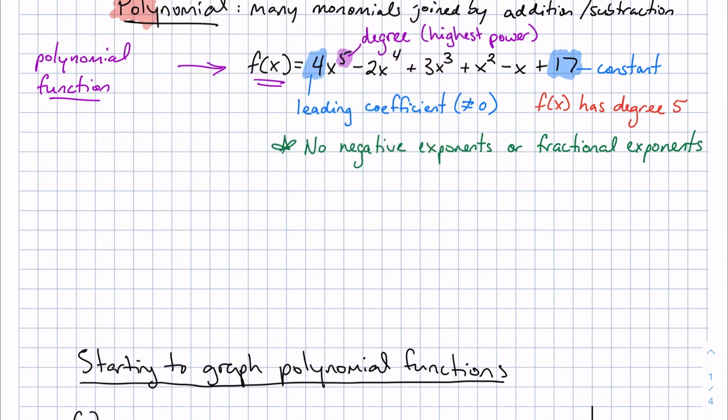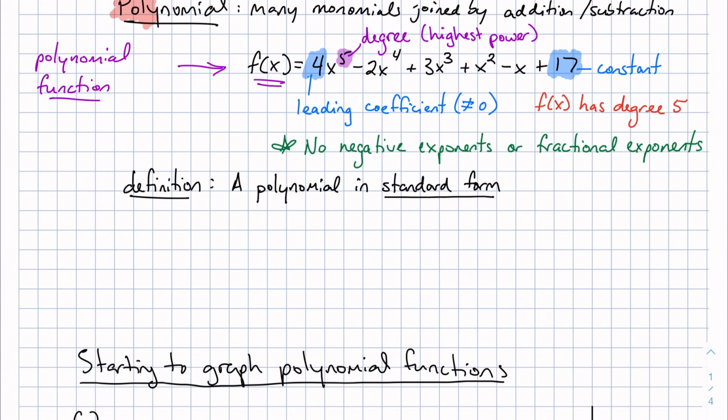One thing we wanted to define with polynomials: I've kind of said we have standard forms for everything. We have a standard form for polynomials too. So I'm going to say that a polynomial in standard form is written in order of descending power.